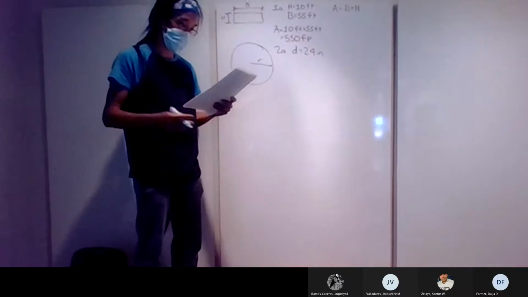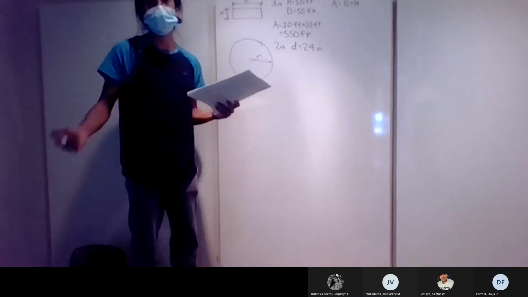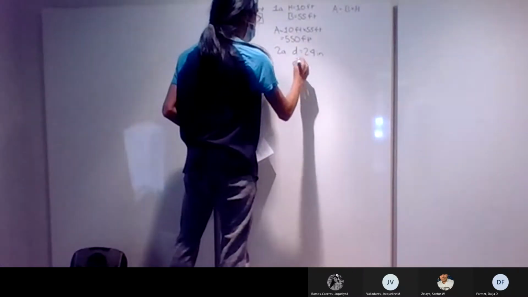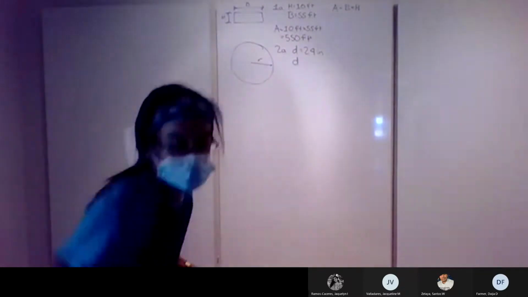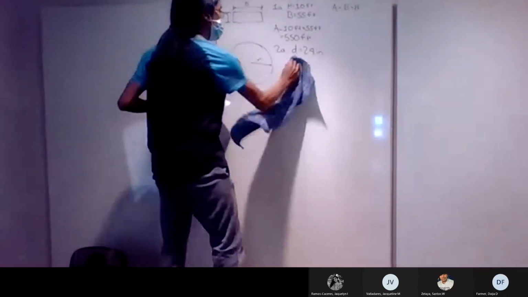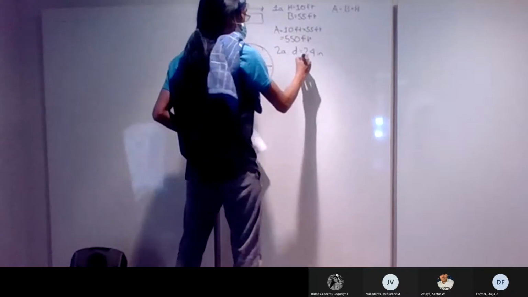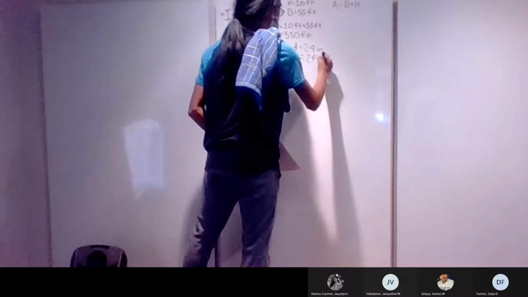So 24 inches, we can just convert that into feet. So diameter equals 24 inches, that makes 2 feet right there.